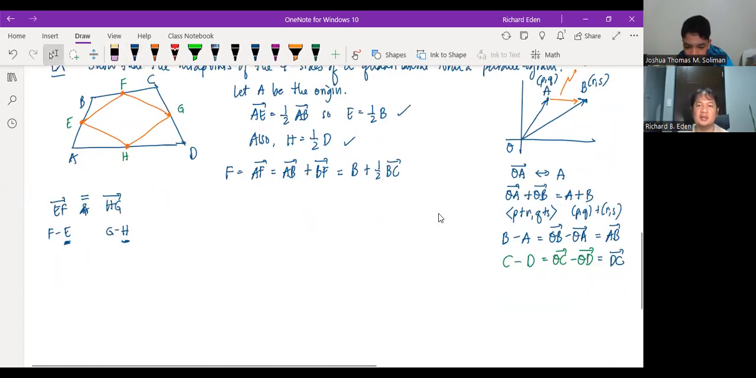And then, in fact, we can write this further as follows: B plus half of BC. BC, on the other hand, is C minus B. Right, C minus B. So we can do a little bit of algebra here and come up with a half of C plus half of B. So half of B plus C.